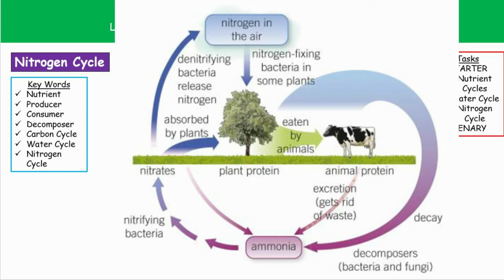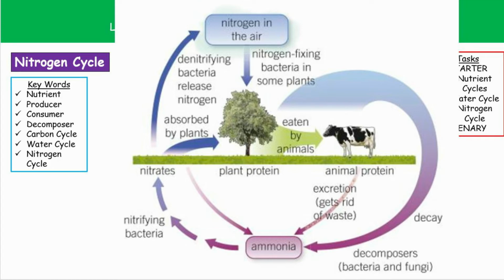That nitrogen in the air is then going to be taken in by nitrogen-fixing bacteria. That's our first type of bacteria. They take in the nitrogen and convert it to nitrates. Once we've converted it into nitrates, our plants are able to absorb it through their roots, and they will then be able to use those nitrates to build the proteins. And the proteins then go into the plant's biomass.